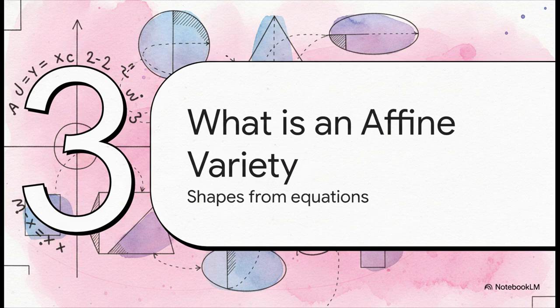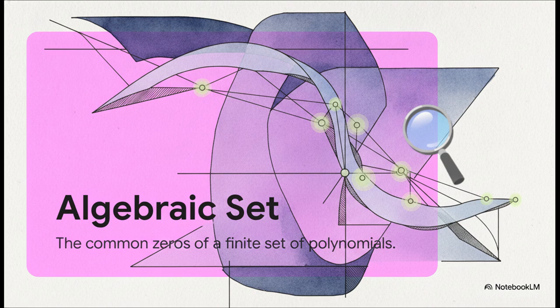Right, so what exactly is an affine variety, and how do we get these shapes from equations? Now that we've set up our standard space, the crucial next step is figuring out what kinds of shapes we can actually draw inside it using pure algebra. But before we jump straight to a variety, we first have to define an algebraic set. Imagine you take a bunch of polynomial equations and you go looking for all the specific spots in your affine space where those equations equal zero at the exact same time. The resulting geometric shape you get, that's an algebraic set. It's literally geometry born directly from algebraic zeros.